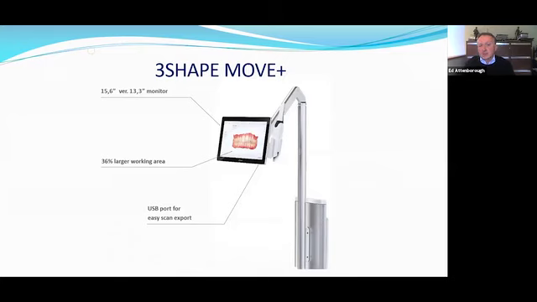3Shape comes in all sorts of different formats. There's the 3Shape Move, which is one of the more recent ones, where it has the touch screen on a kind of angle poise arm with the wand actually clipped on the side to form a very easy cart to move around. There's a lot of debate about cart versus laptop. Most of them come in both formats.